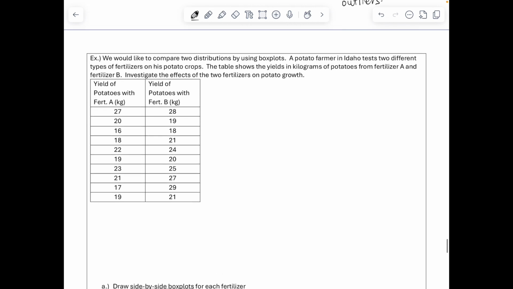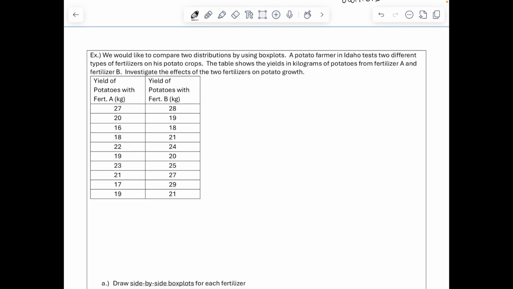So the next example says we would like to compare two distributions using box plots. A potato farmer in Idaho tests two different types of fertilizers on his potato crops. The table shows the yields in kilograms of potatoes from fertilizer A and fertilizer B. Investigate the effects of the two fertilizers on potato growth. So we have two things here that we need to look at. One's going to be fertilizer A, and the other one's going to be fertilizer B. So we actually have to run our numbers twice.